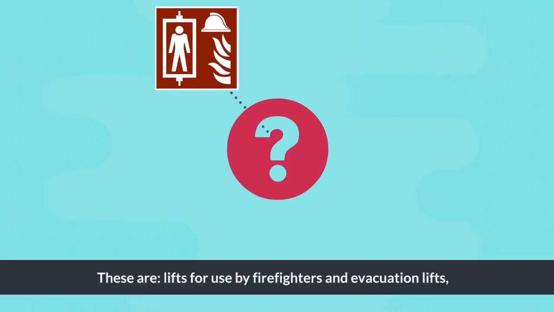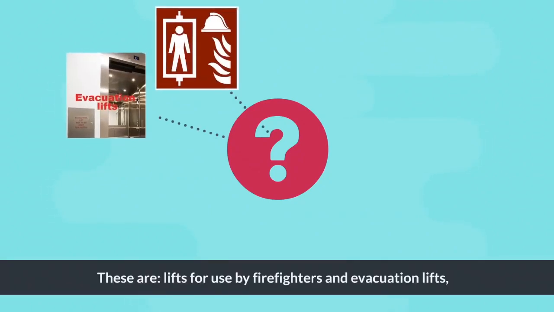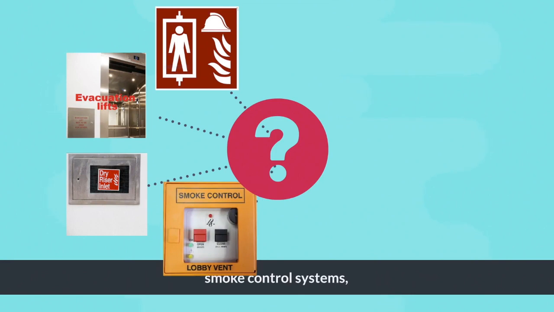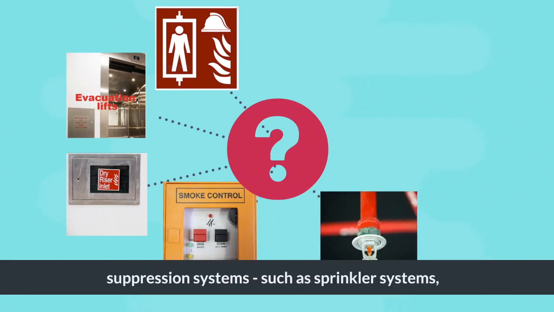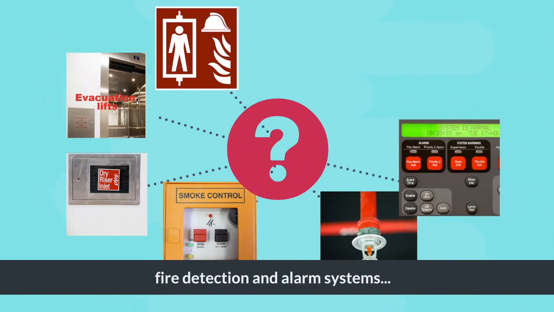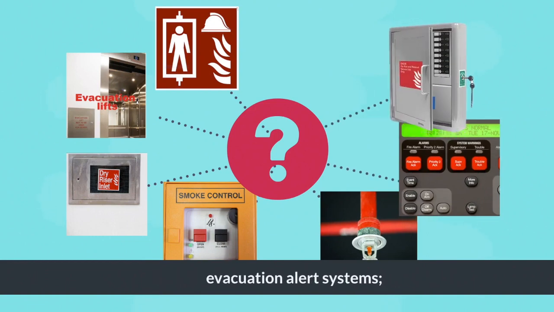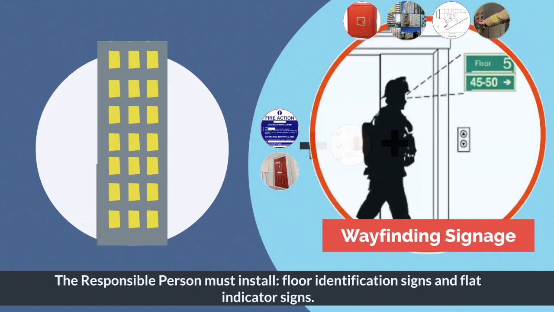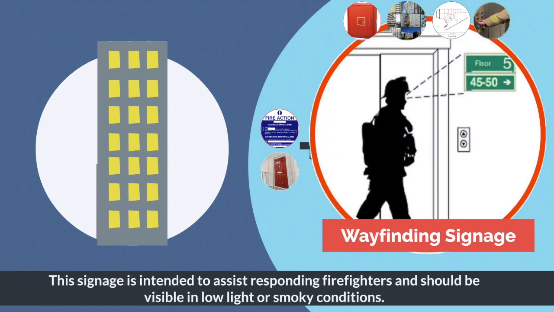These are lifts provided for the use of firefighters and evacuation lifts, inlets and outlets for wet and dry rising water mains, smoke control systems, suppression systems such as sprinkler systems, fire detection and fire alarm systems, evacuation alert systems, and automatic door release mechanisms linked to fire alarm systems. The responsible person must install floor identification signs and flat indicator signs. This signage is intended to assist responding firefighters and should be visible in low light or smoky conditions.